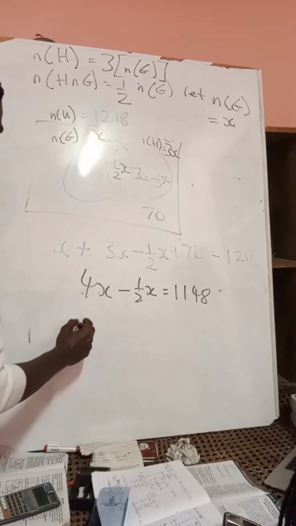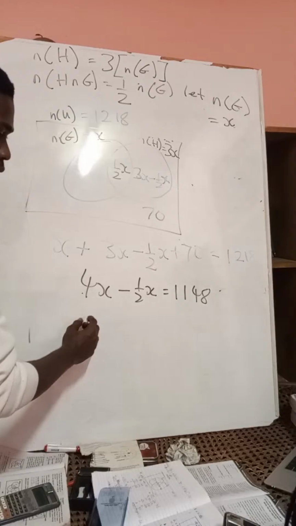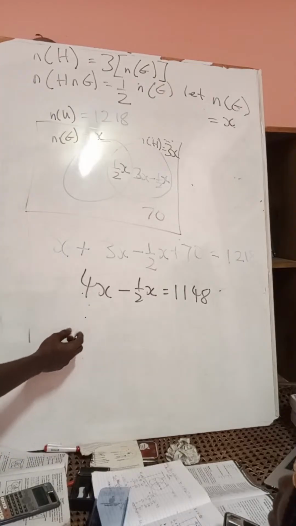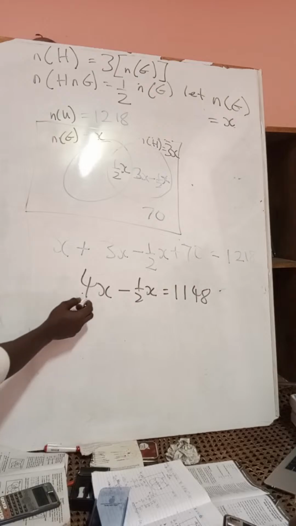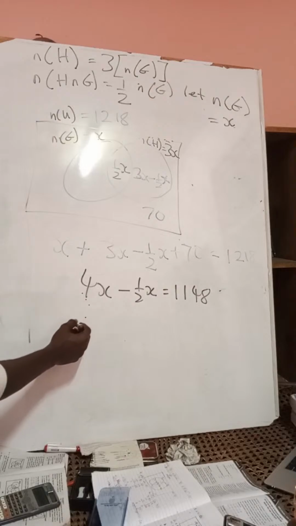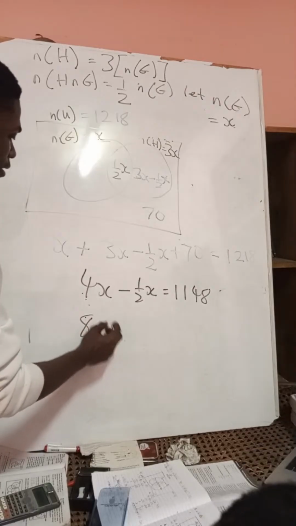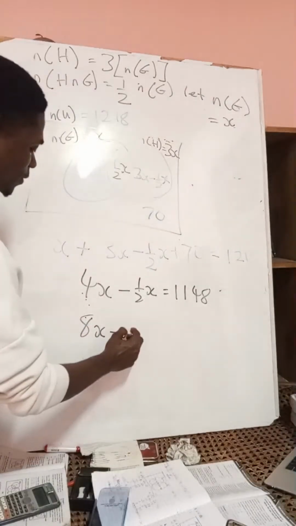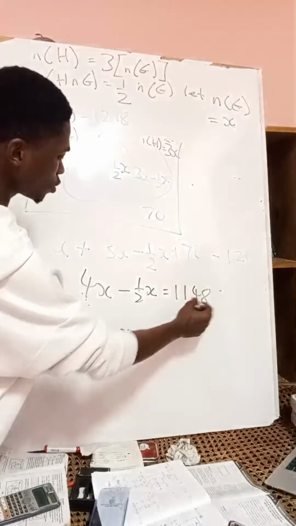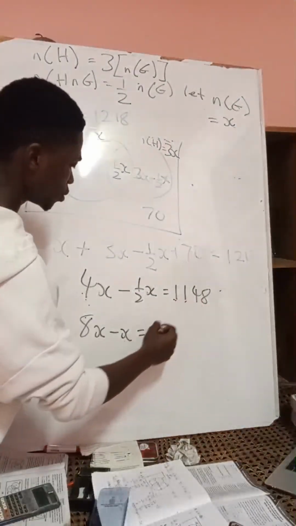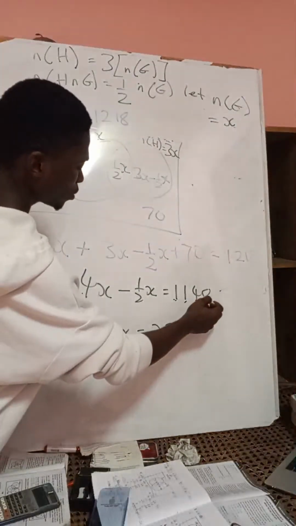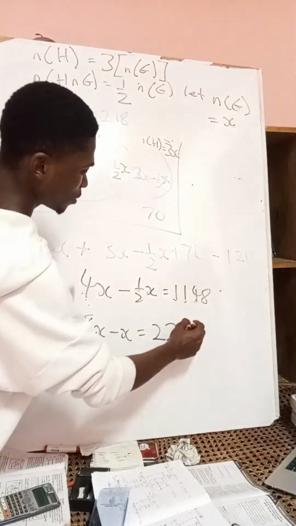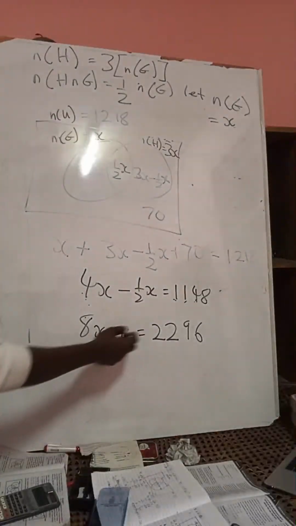2 times 4x is what? 8x. Sorry, I got confused, because this one is times 2. You have 2 here, 2 by this one 8, and 2 times this one will be 16. So 8 by 9. You understand? So this is how it's going to be.